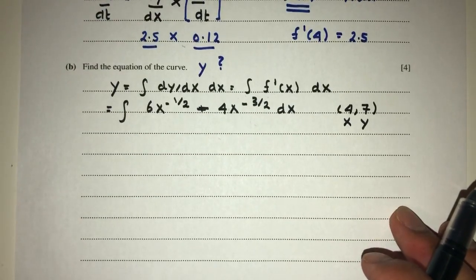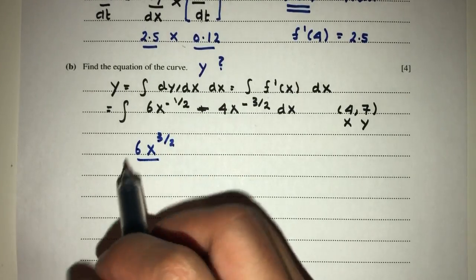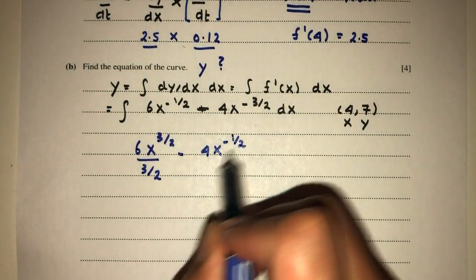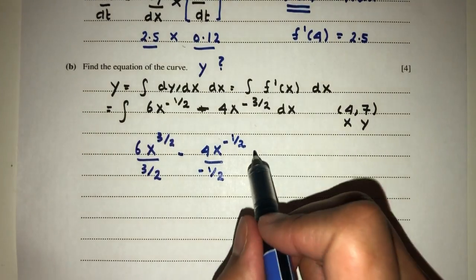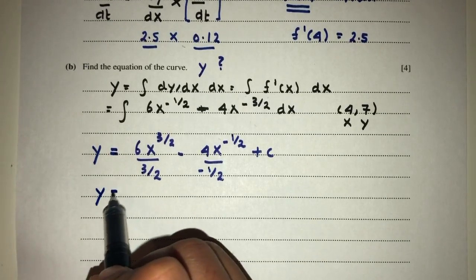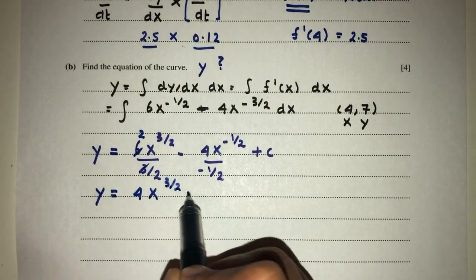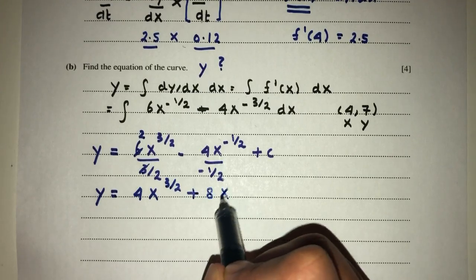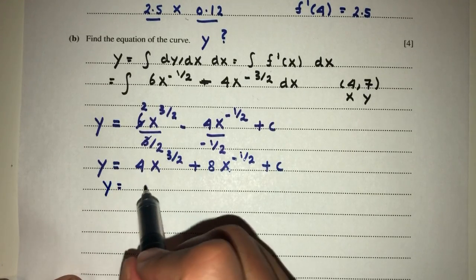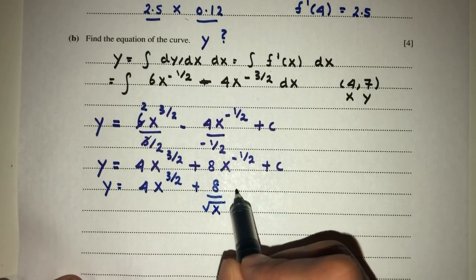So let's do that. One by one, you will have 6 here. We have to add 1, that will become 3 over 2. Minus 4, add 1, become minus half, and divide by minus half. Of course, plus c for my constant. Now simplify, you will have y equal to 4x^(3/2) minus become plus 8x^(-1/2) plus c. So let's simplify again. You will have y equals 4x^(3/2) plus 8 over this plus c.